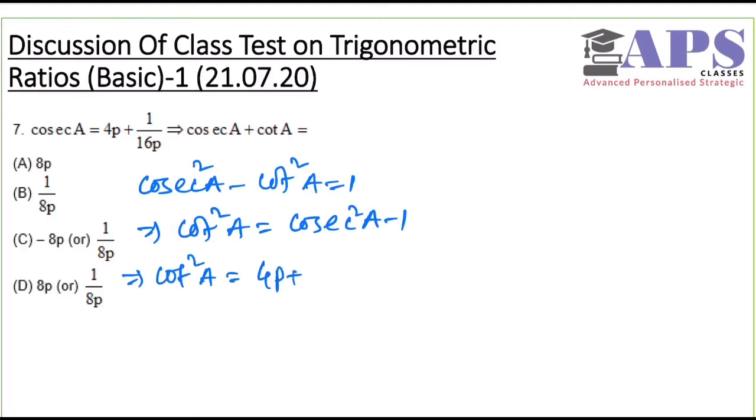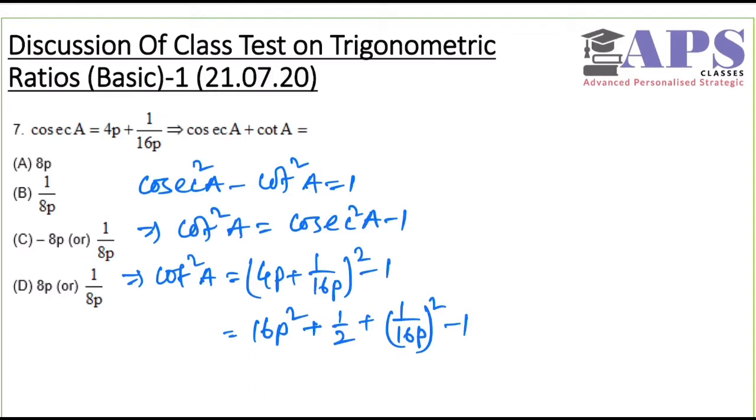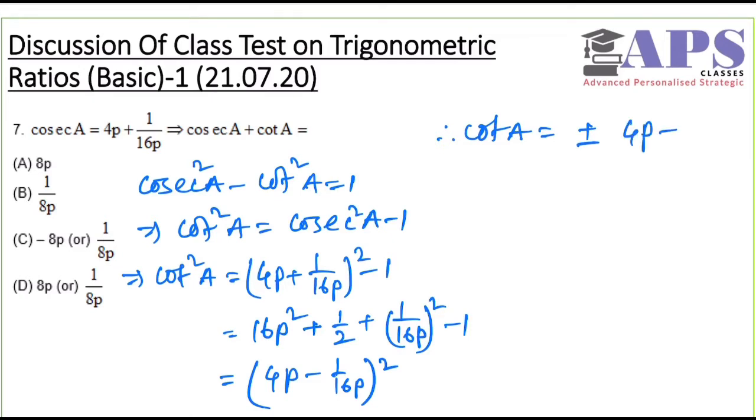So that means cot square A equal to cosec square A minus 1, which implies cot square A equal to (4p plus 1 by 16p) whole square minus 1, which is (16p square plus 1 by 2 plus 1 by 16p) whole square minus 1. So that is basically (4p minus 1 by 16p) whole square. So therefore our cot A value is either plus or minus (4p minus 1 by 16p). So now when we want to find cosec A plus cot A, we add them, we will get either 8p or 1 by 8p. So option D is correct.